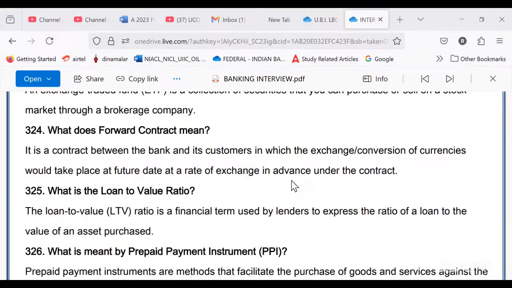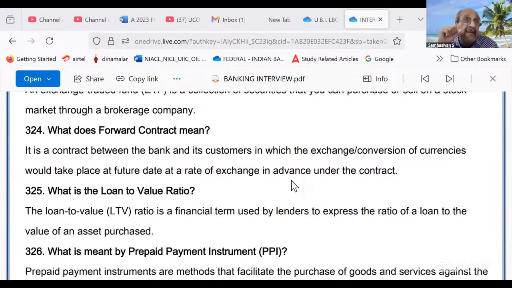It is a contract between the bank and its customers in which the exchange or conversion of currencies would take place at a future date at a rate of exchange agreed in advance under the contract. See, here forward contract means today itself we agree to purchase foreign exchange of so many dollars at a particular rate, because the foreign exchange market is varying every day. So anticipating that, we enter into an arrangement with the seller, that is the exporter. The exporter will export, he will get foreign exchange that can be purchased by us. Such an arrangement is called a forward contract.